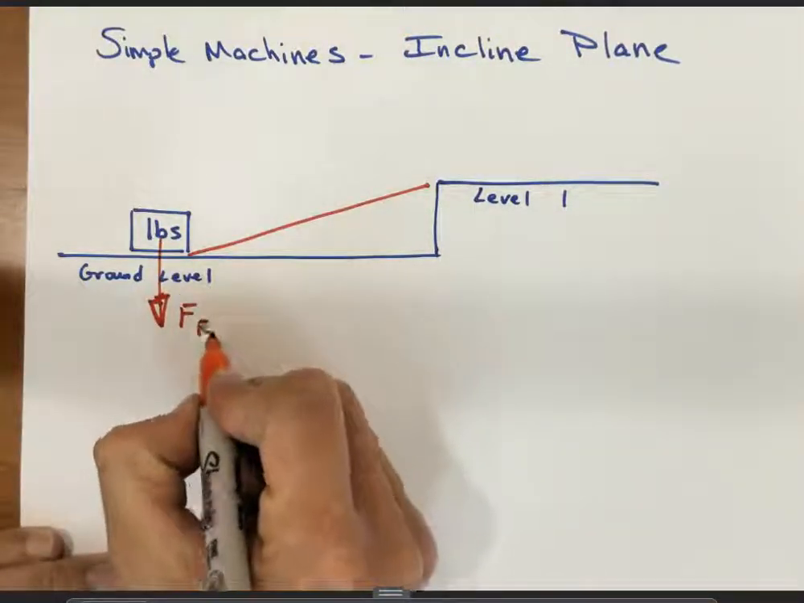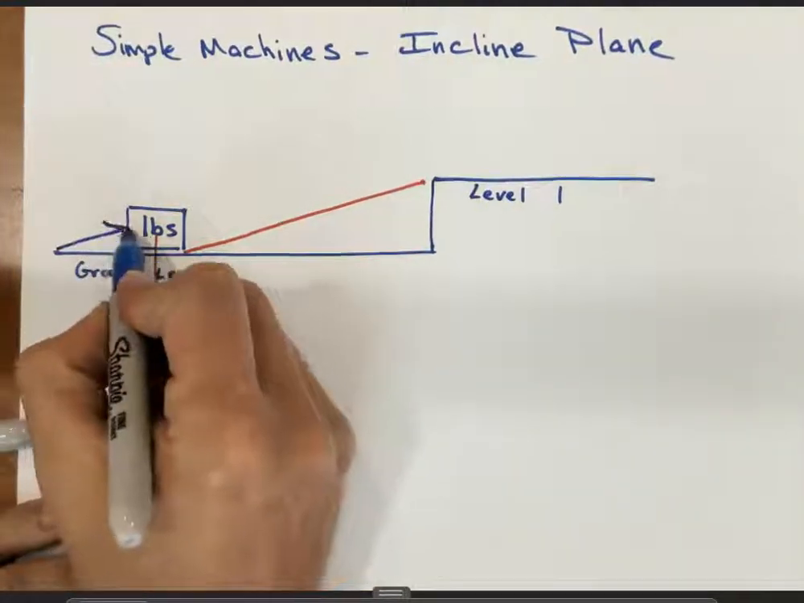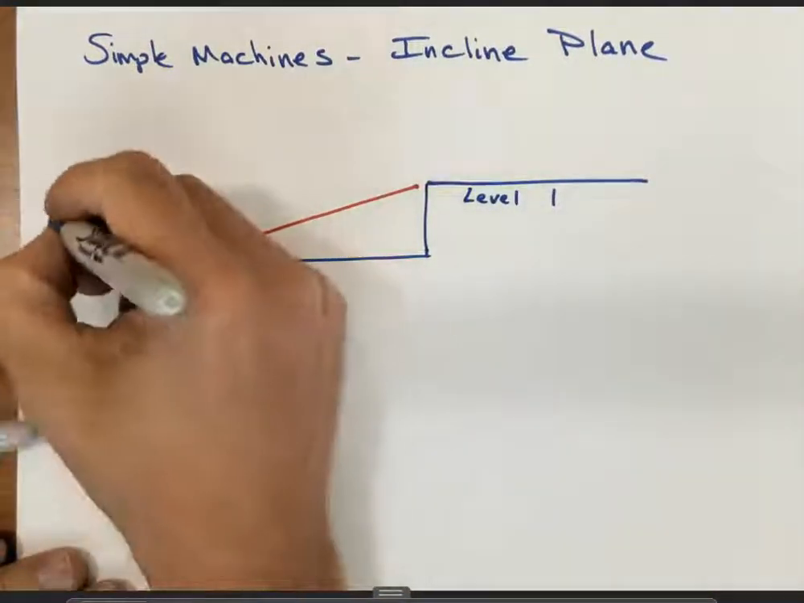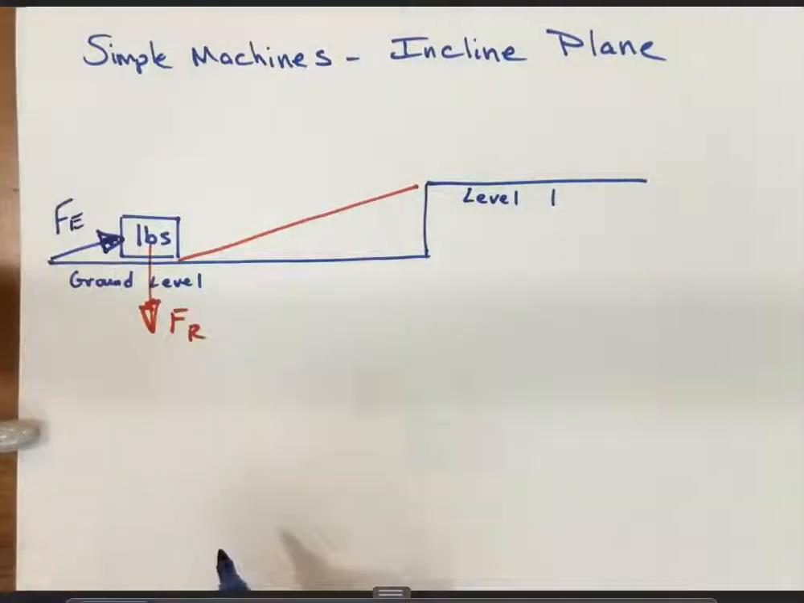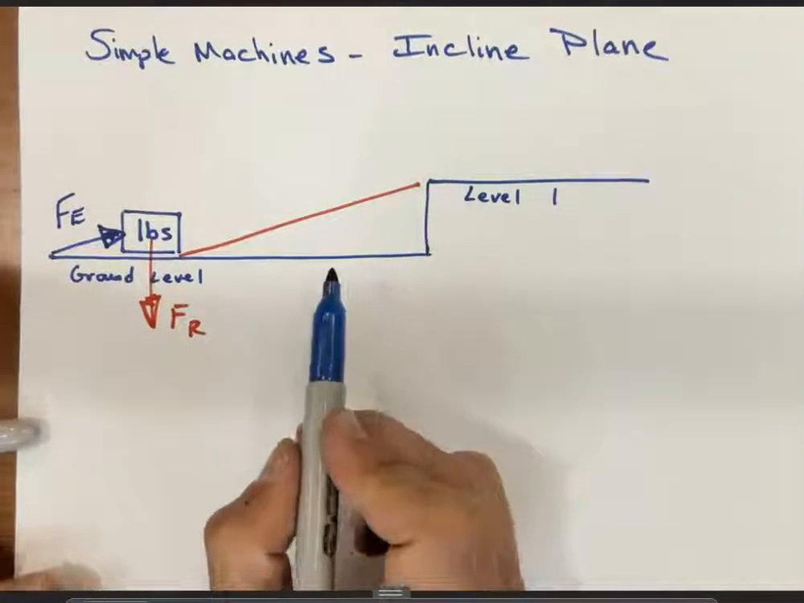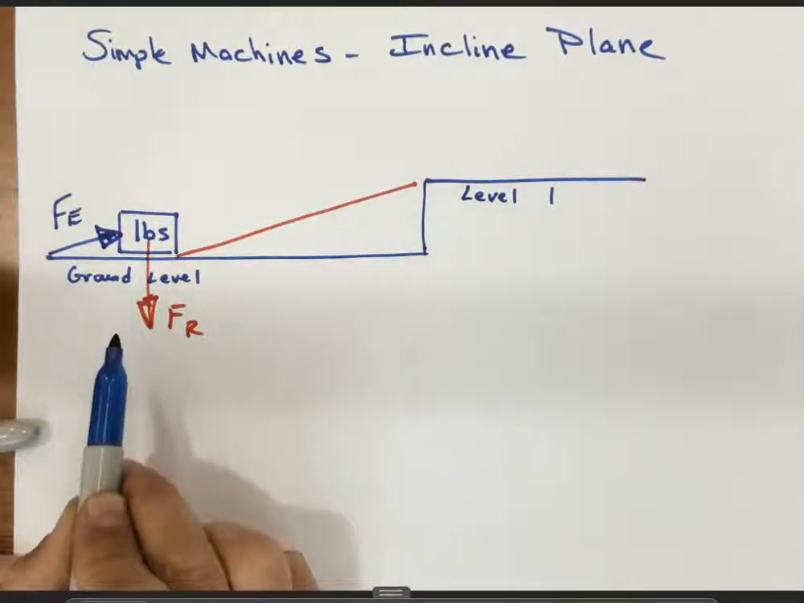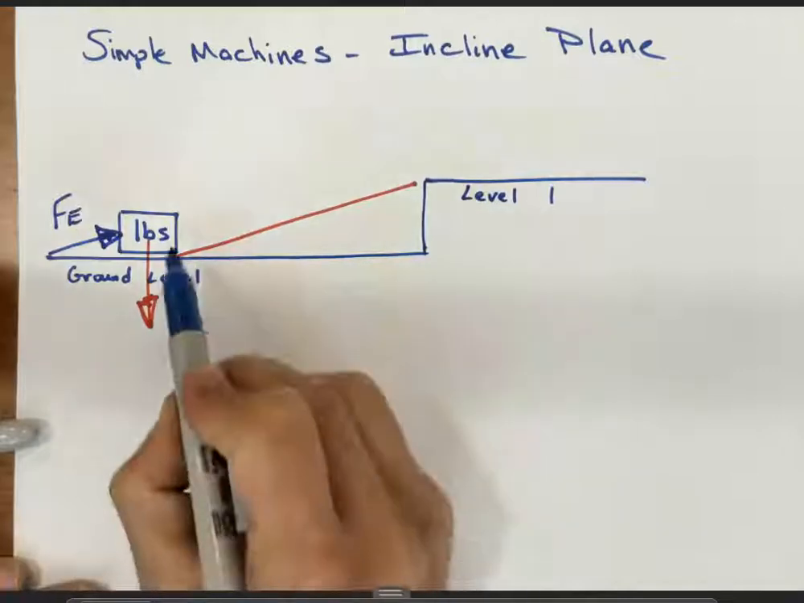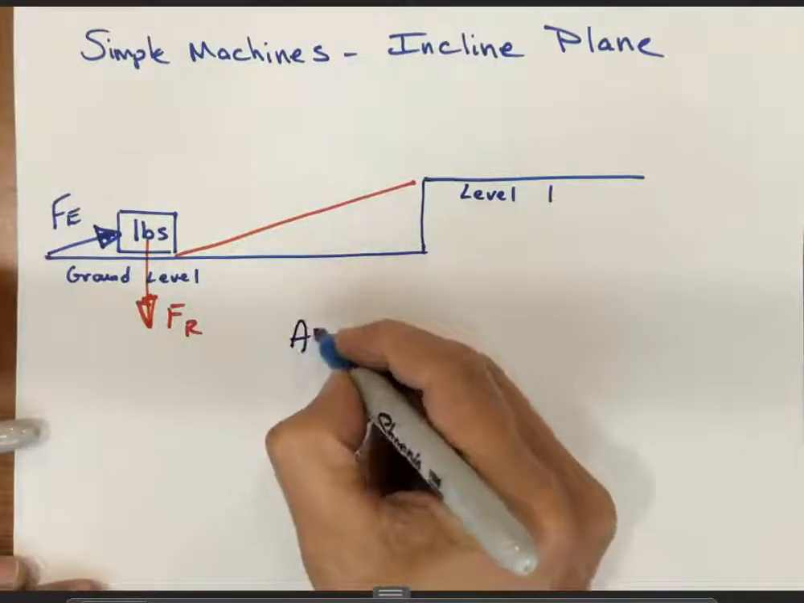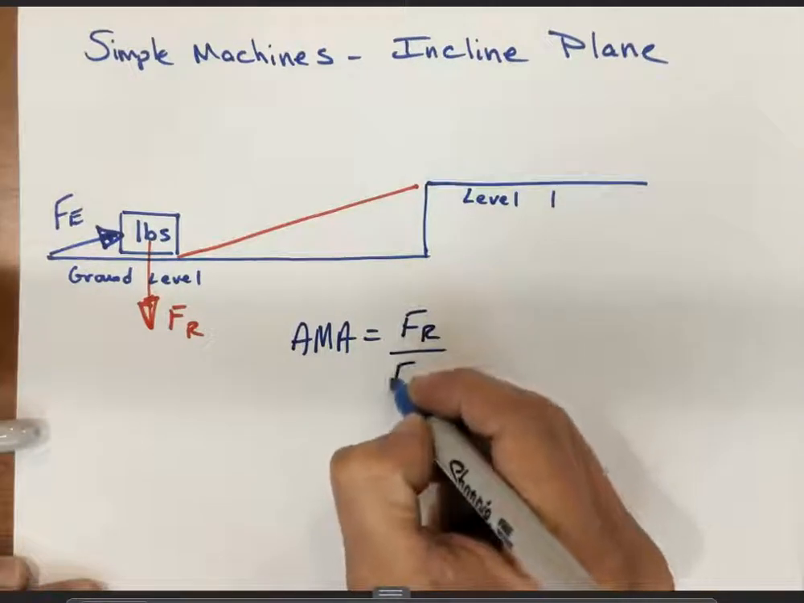Let's think about this object that weighs some weight, like 100 pounds. That is a resistance force. And we hope that we can come behind it and push. In the end, we're going to push kind of parallel to this ramp, to this incline plane. We're going to push with some effort. And ignoring friction, we should be able to push with less force than the resistance itself, so that we can slide it along here. Again, ignoring friction, the actual mechanical advantage is going to be Fr over Fe.